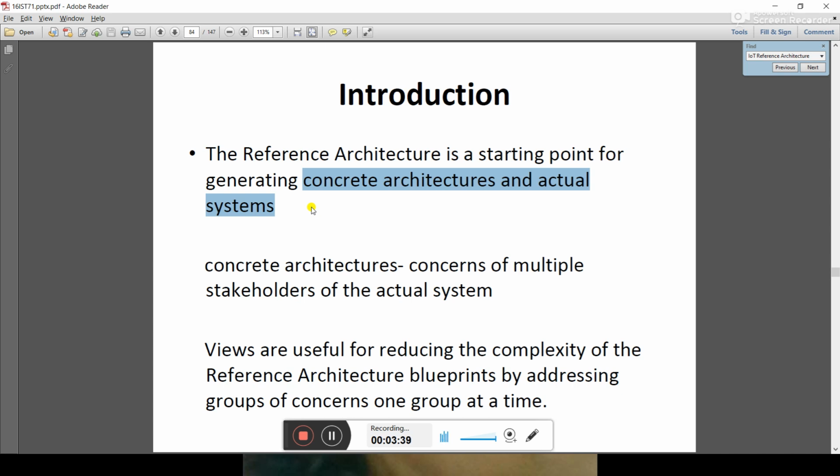That is the reference architecture and concrete architecture. Another thing is actual systems: which types of systems are developed by industry and how they can be deployed in an area. This type of system is defined by the reference architecture, so we need to define both. Concrete architectures means what the deployment area is and what the IoT products are. Concrete architectures means the concerns of multiple stakeholders of the actual systems.